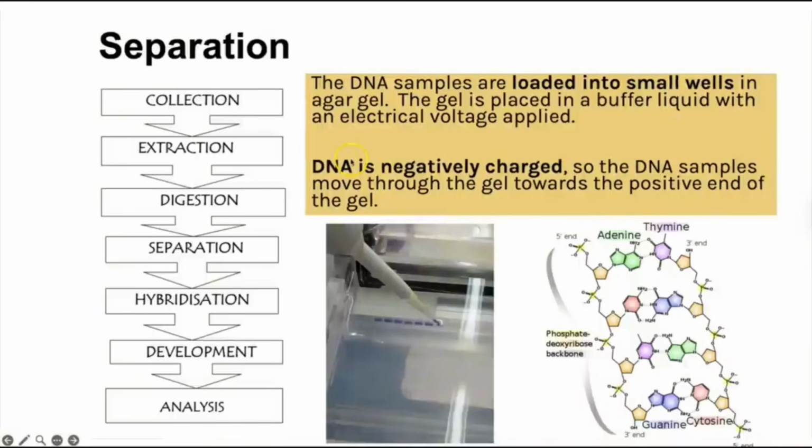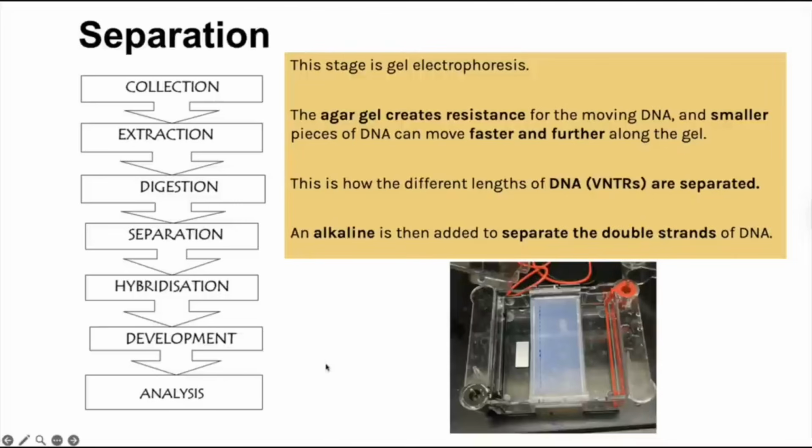The reason that it moves is, first of all, DNA is negative and it's attracted to the positive end, but it moves different distances because of how many DNA bases there are. The bigger a DNA base sequence, the heavier it is, so it's not going to move as fast or as far. If it's a shorter piece of DNA, with fewer DNA bases, that means it's lighter, so it can move through the gel much faster and it'll get further along.